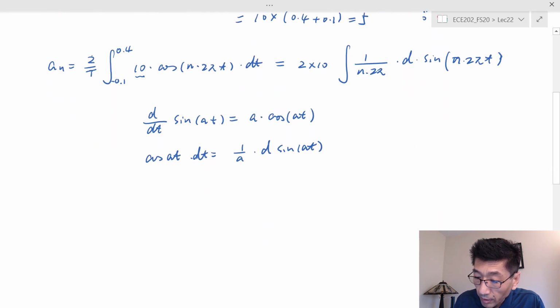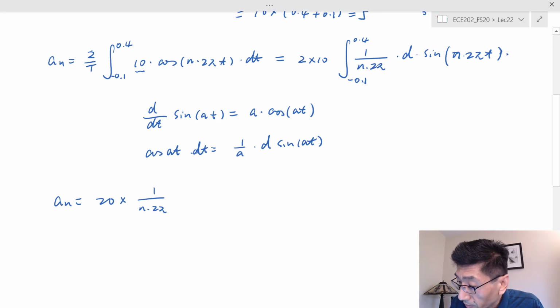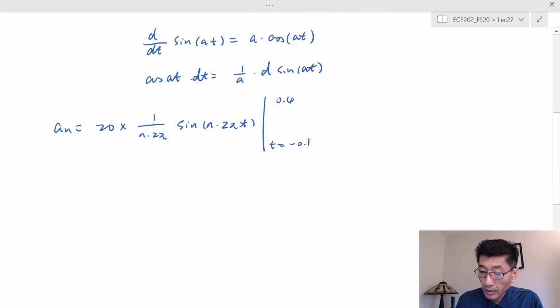So therefore a_n is going to be equal to, by the way, we're going to evaluate this from negative 0.1 to 0.4. That's going to be 20 times 1 over n times 2 pi, and we evaluate sine n times 2 pi t at t equal to negative 0.1 and 0.4. If you evaluate this, we get 10 over n pi.